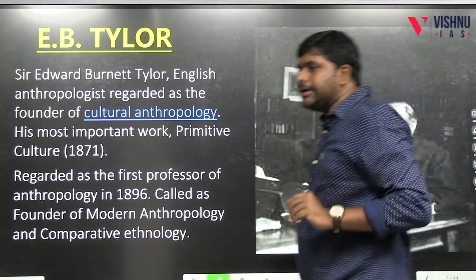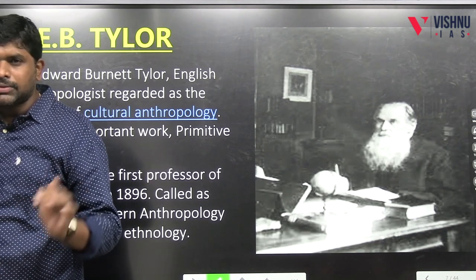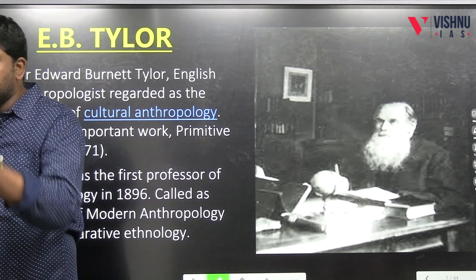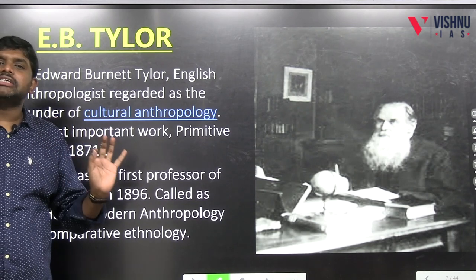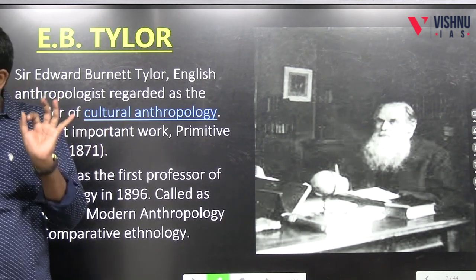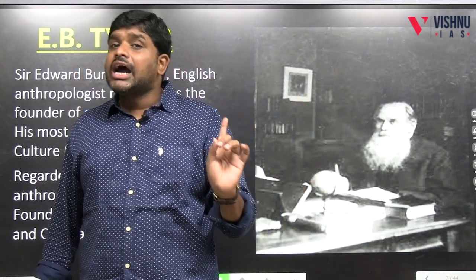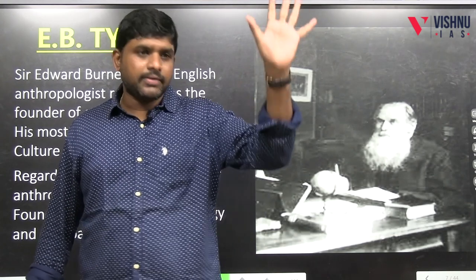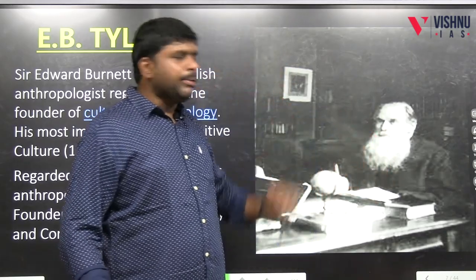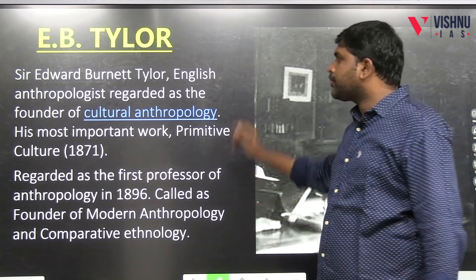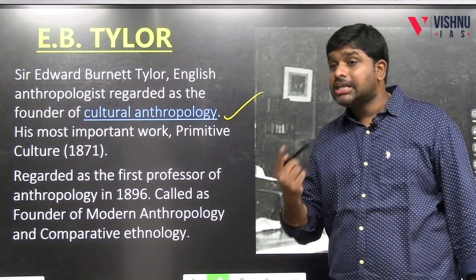Number one, who is E.B. Taylor? First, then one by one. 12 schools are there. One school is called classical evolutionism, in which three people are there. The first big man is E.B. Taylor, a British anthropologist. We have to remember every anthropologist's country name, because that shows his school. He is regarded as the first professional anthropologist professor. E.B., Edward Burnett Taylor, English anthropologist, is regarded as the father or founder of cultural anthropology.